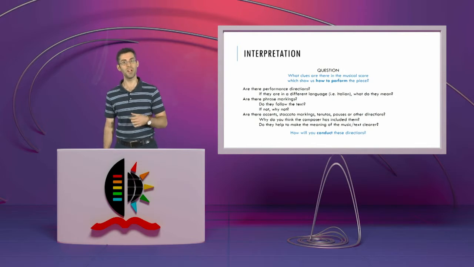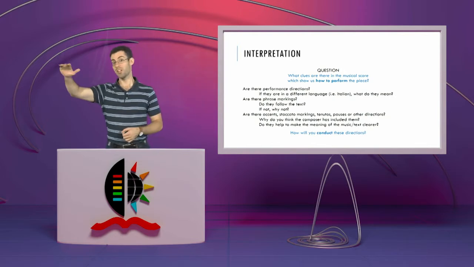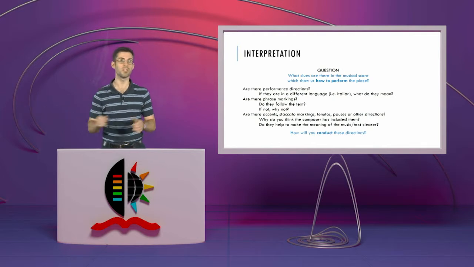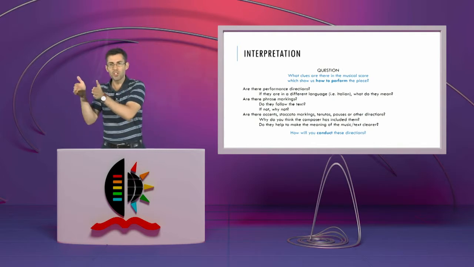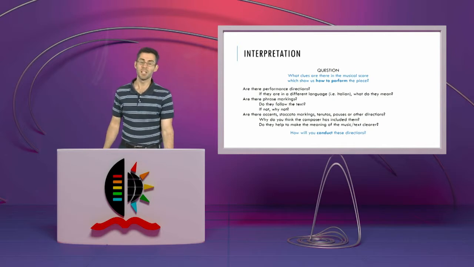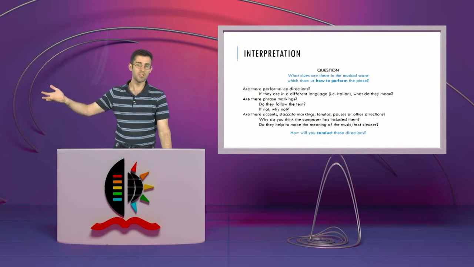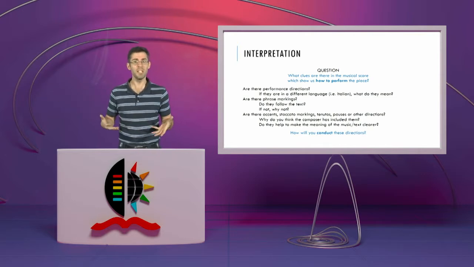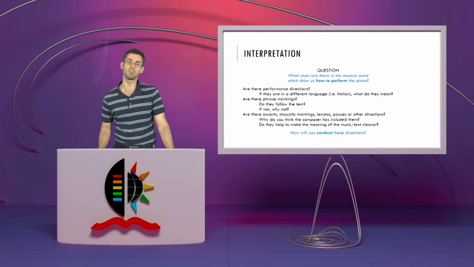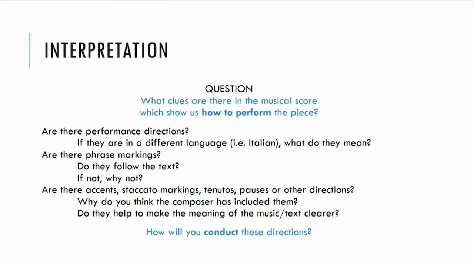Then there are also things like phrase markings. Are there long phrases that need to be brought out in your interpretation? Or are the musical phrases quite short and choppy? If they are not long phrases, why aren't there long phrases? Is it related to the text? Does the text have a choppy feeling to it that needs to be shown in the music? Then there are things like accents, staccato markings, tenutos, pauses, and other such directions. If you find those, you can see the composer is trying to highlight a particular word or a particular chord to try and give the piece some more meaning.